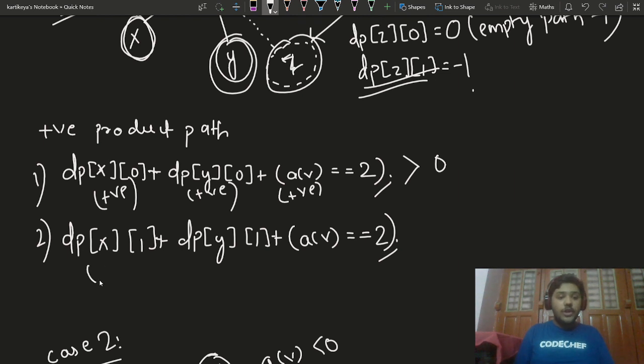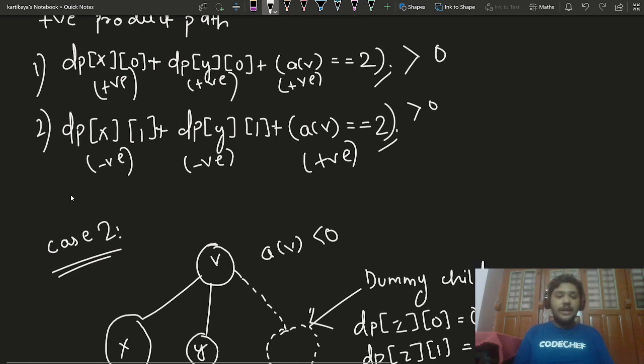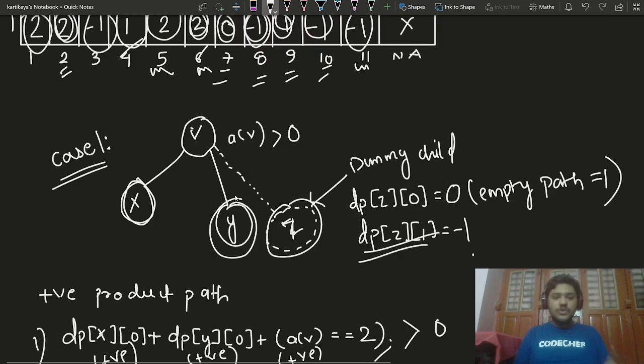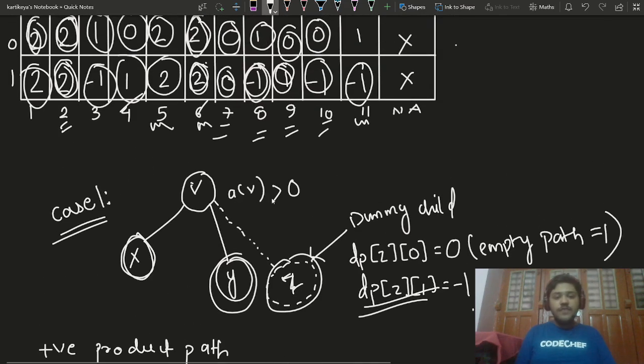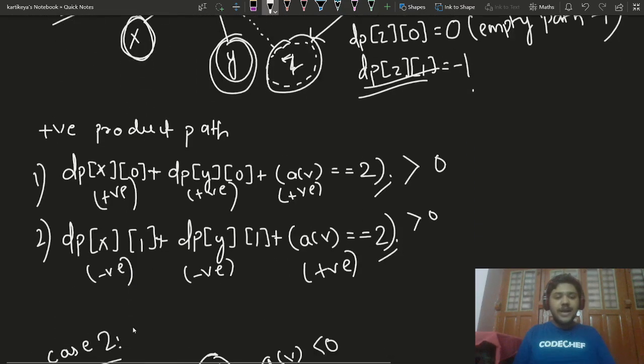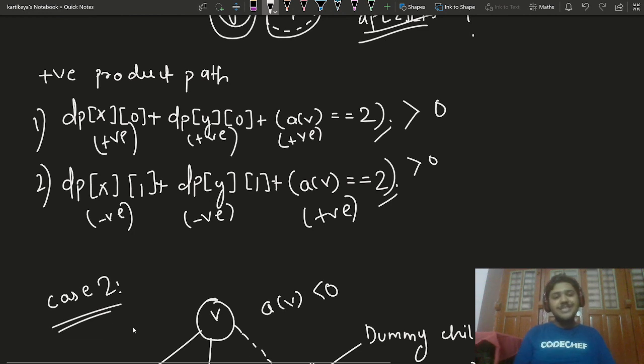Now, or you take the negative value of x, multiply it with the negative value of y, multiply it with the positive value of v. It would also be greater than 0 because negative into negative cancels out, becomes positive, and this positive is greater than 0. So this is the first case. When a of v is greater than 0, then in this manner you can obtain a path that is passing through vertex v having a positive magnitude and the number of 2's or minus 2's.